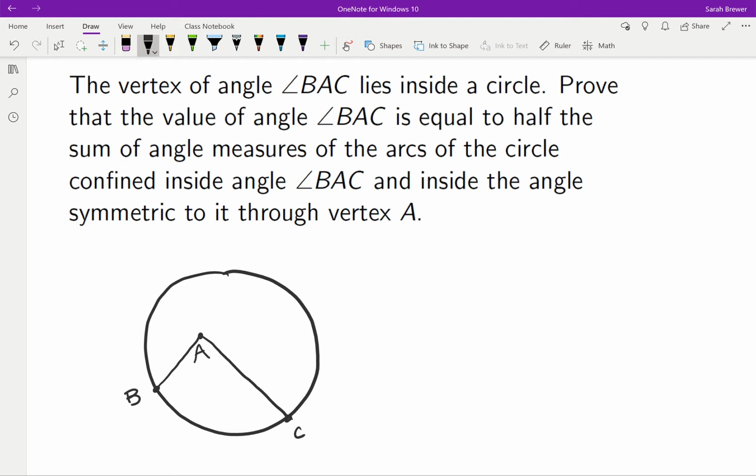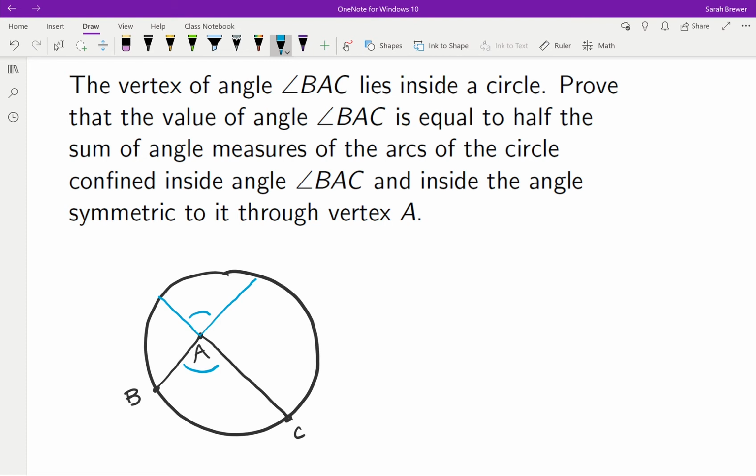And I want to prove that the measure of this angle is equal to half the sum of the angle measures of the arc of the circle, confined inside this angle and inside the angle symmetric to it through vertex A. So basically what that means is that we're extending these two chords, and we want to show that this angle A, which is the same as this angle, we would refer to that as a reflex angle.